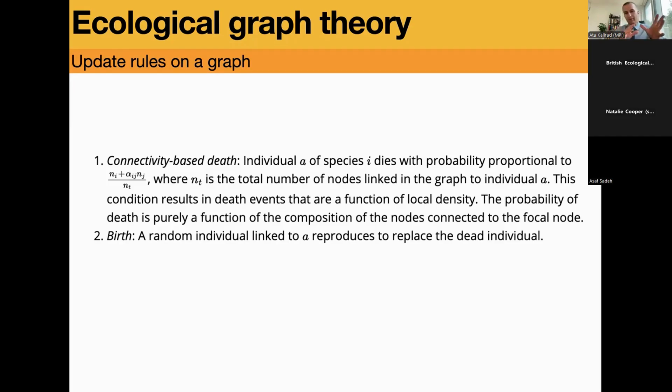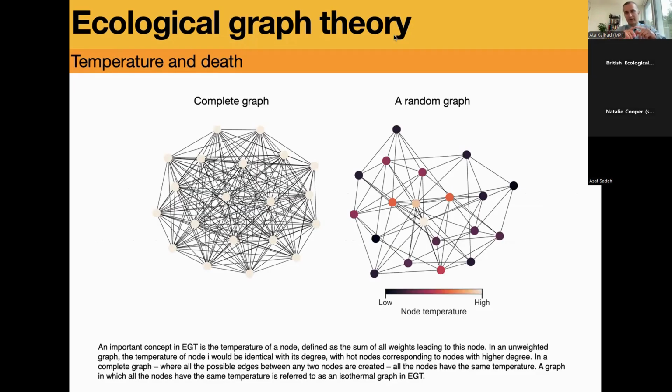Now, to make it more clear, I have to introduce the idea of the temperature of a node. This is used extensively in evolutionary graph theory, where you have the sum of all weights leading to a node as the temperature, and that is for a weighted and directed graph. That is the most common way to simulate in evolutionary graph theory.